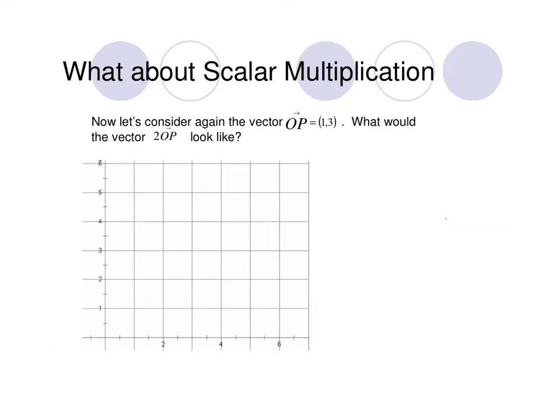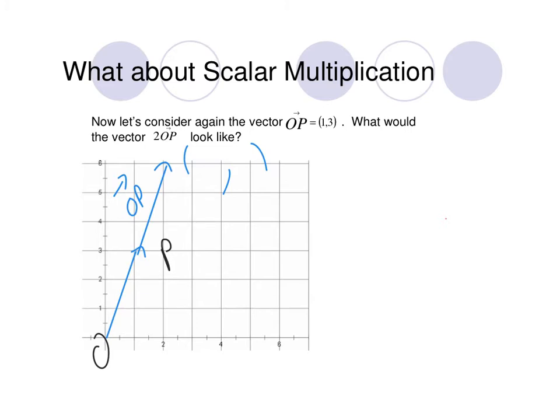So now let's take a look at scalar multiplication. So if we consider the vector OP (1, 3) again, what would the vector 2OP look like? So first of all, let's draw OP once again. And if we're going to take two OPs, it's just like that, right? We need two vector OPs that we're going to add together. So let's draw another OP starting at the tip of the original OP.